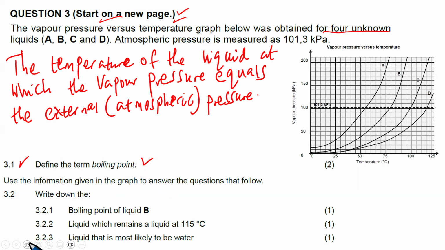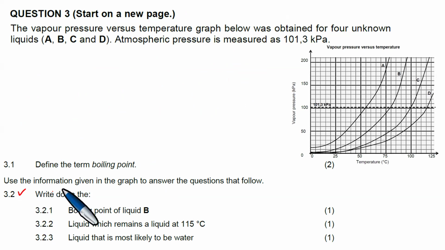Next question. Right, in the next question, we're going to look at the information given in the graph to answer the questions that follow. Here's the graph, and it has A, B, C, D. Use the information given in the graph to answer the questions that follow. Write down the boiling point of liquid B. What is the boiling point of liquid B?